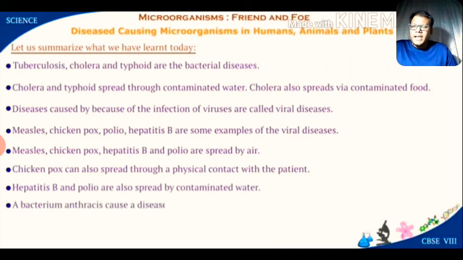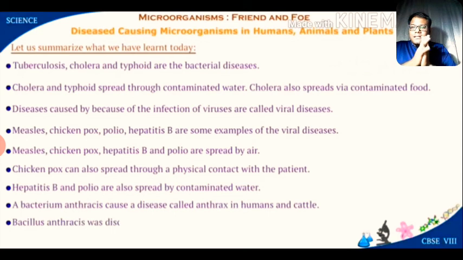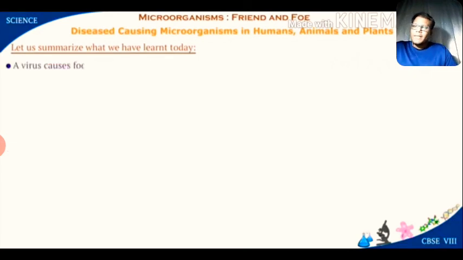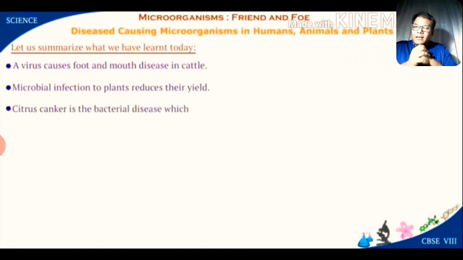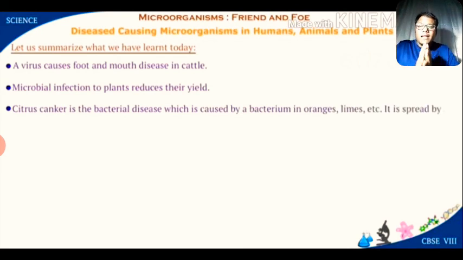The bacterium Bacillus anthracis causes a disease called anthrax in humans and cattle. Bacillus anthracis was discovered by Robert Koch in 1876. A virus causes foot and mouth disease in cattle. Microbial infection of plants reduces their yield. Citrus canker is a bacterial disease caused by a bacterium in oranges, limes, etc. It is spread by air.